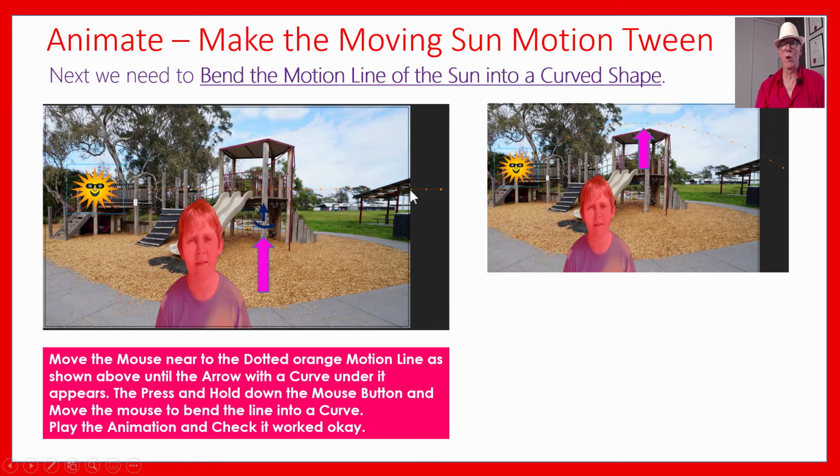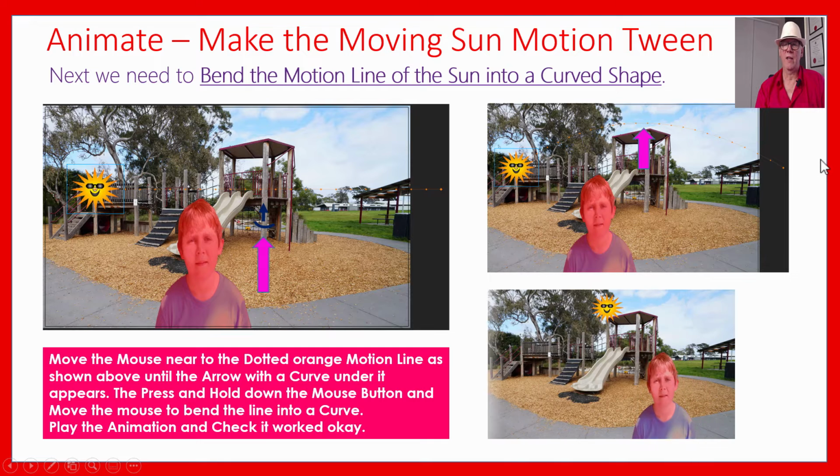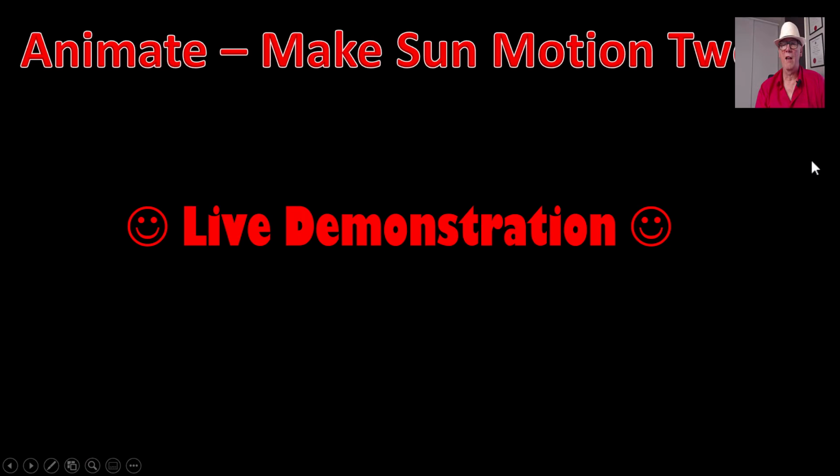So rather than a boring straight line, we're just using the arrow key, moving near that line, and when we get the little circle bit underneath, push down and hold and then bend it up so it goes in an arc shape or part of a circle like that. And then we'll have the sun looking much better, coming up and going down at night like the real sun does as it arcs its way across the sky throughout the day. So let's make that sun motion tween in Animate.